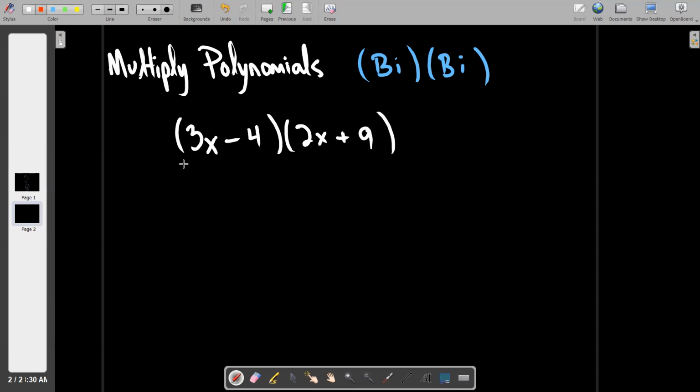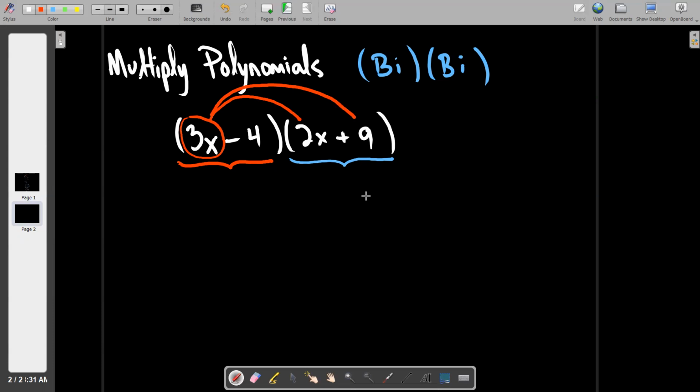I look at it like this. This is the first binomial, and it contains 2 worker bees. Their names are 3x and negative 4. And each worker bee has to multiply by each of those targets. So let's start with 3x. If I start with the worker bee 3x, and I say, 3x, go do your thing, you're cut loose, buddy, then 3x says, okay, here I go. I'm going to multiply by him, and then I'm going to multiply by him.